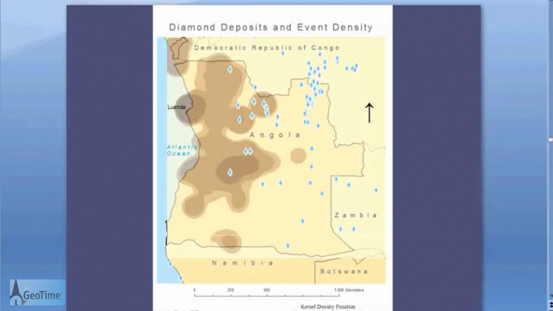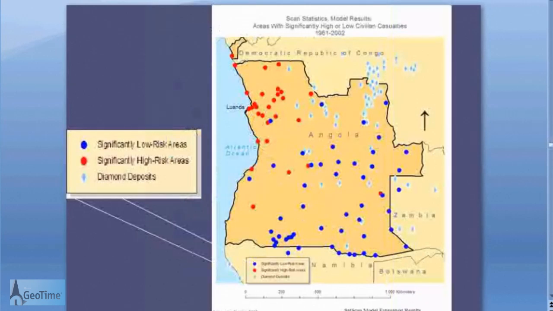And we can see that the Lunda provinces in the northeast part of Angola are really where the core of the diamond deposits are. It's not where the event density suggests the violence has taken place. Even if you measure this using scan statistics, the blue dots are the areas where, all things being equal, we're experiencing significantly less risk of violent outbreak, whereas the red dot areas are where, controlling for population and so on, we have extremely high risk of experiencing violent outbreak.